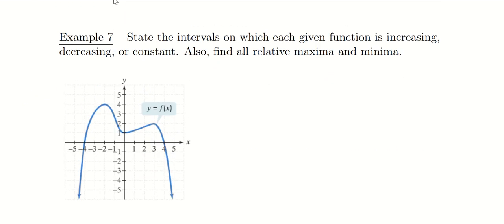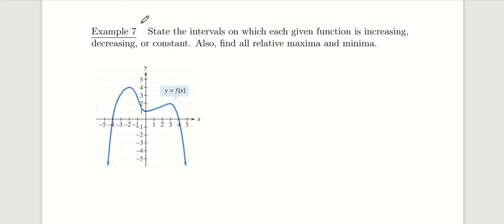Let's take a look at example 7, putting it all together now. In example 7, we're asked to give the intervals of increase and decrease, and also to find the relative max and relative minima. So let's start off with this graph. We will get a couple places where we're going to have some increase and decrease. To do so, again, just begin by reading the graph. Let's go from left to right.